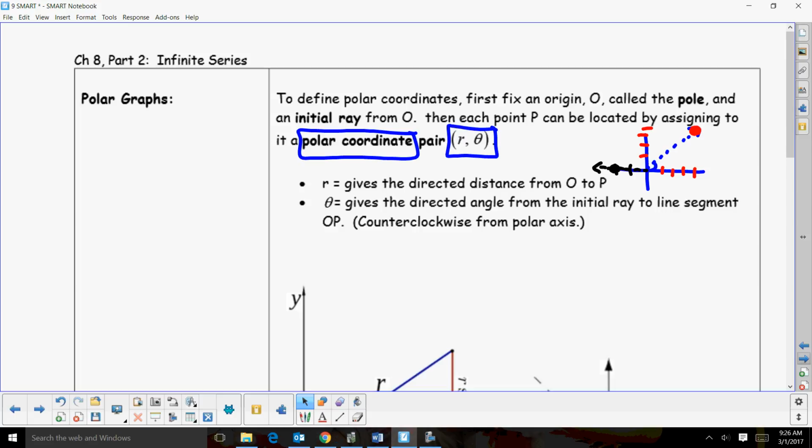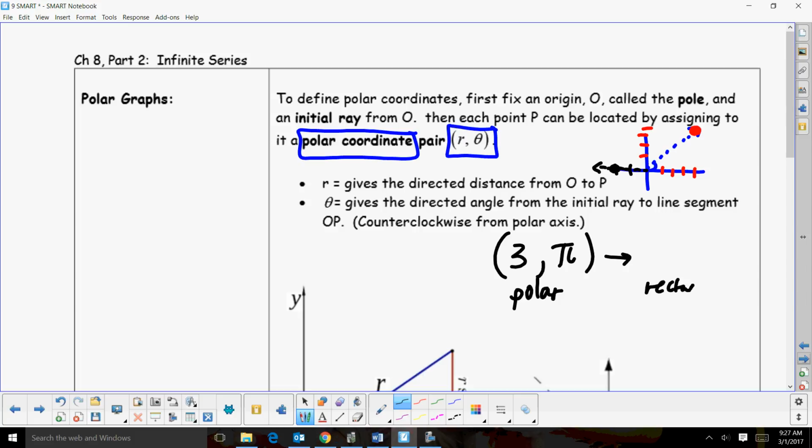Okay, so let's start here, and let's say that I want to do the point pi, 3. So the first thing we're going to do is sweep to face pi, and then we're going to go out a directed distance of 3. 1, 2, 3. Big steps. Okay. So this is my polar.